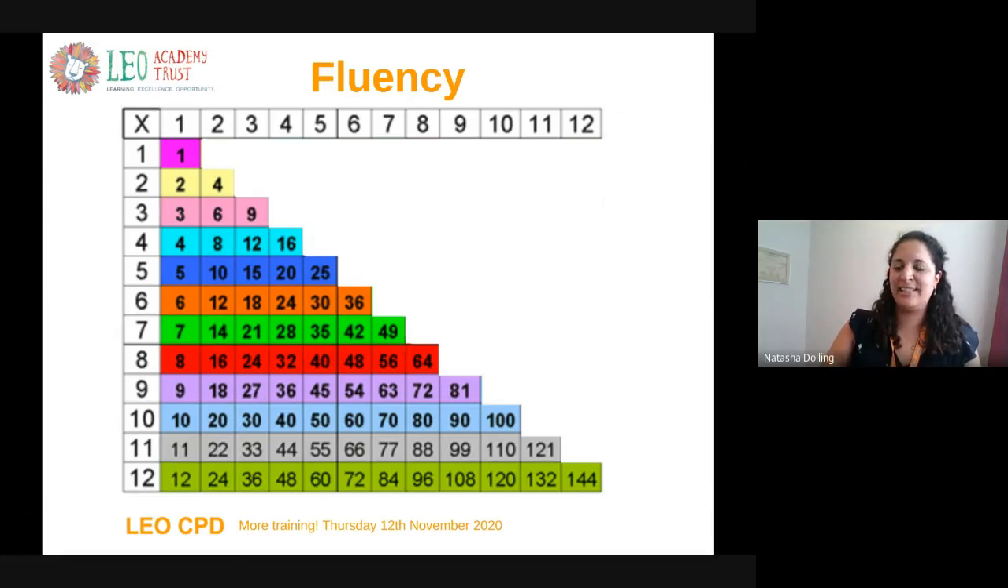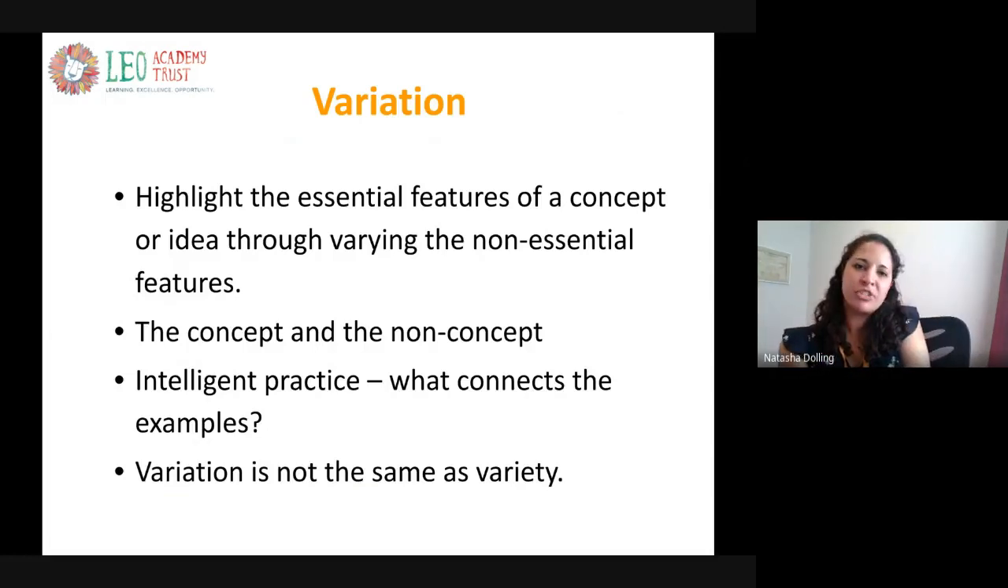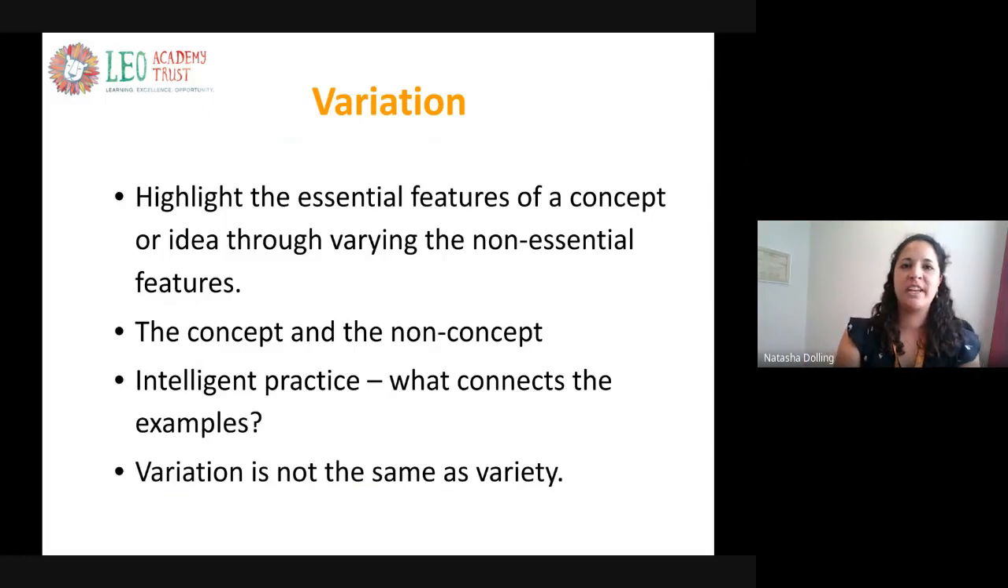And finally, you might be pleased to hear, the final big idea for teaching for mastery is variation. Now, I love this so much that I did my NCETM PD project on it. I wrote 20,000 words on procedural variation. It's a thrilling read if you ever want it, but I think variation is key, because variation highlights the essential features of a concept or an idea through varying the non-essential features.